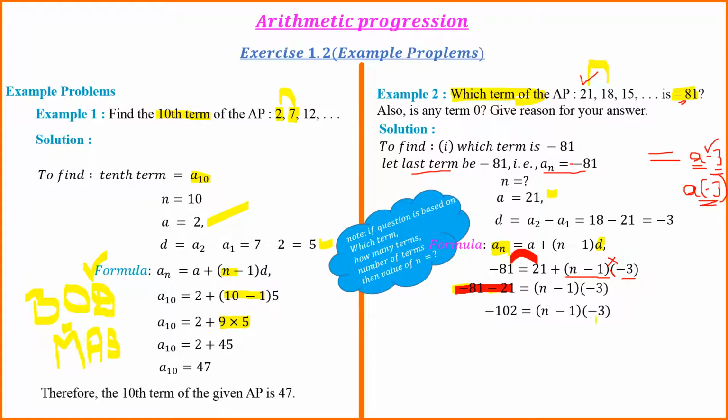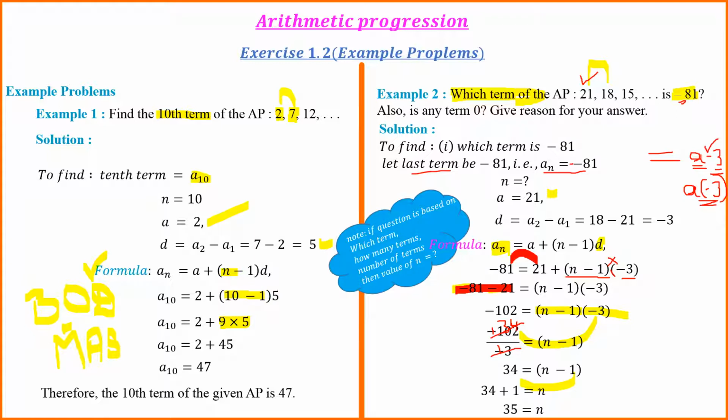Now let us transpose this minus 3 to the other end. As the relation between n minus 1 and minus 3 is multiplication, on the other end it's going to be division. Minus into minus is plus. Then 3 times 4 is 12, so we write 34 equals n minus 1. Transpose 1 to the other end, it's going to be 35.